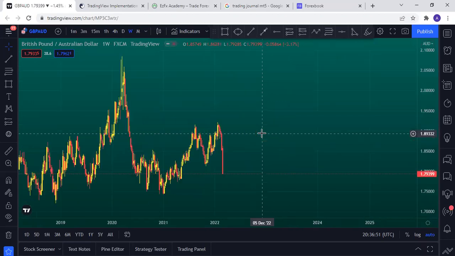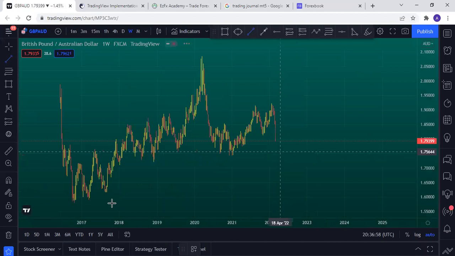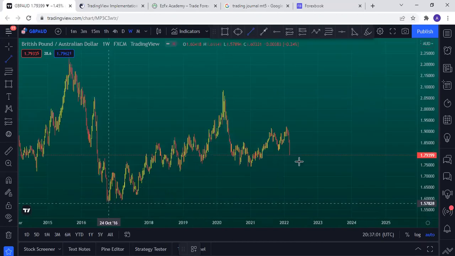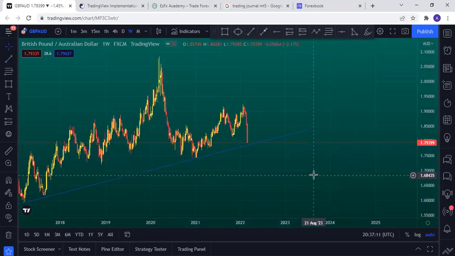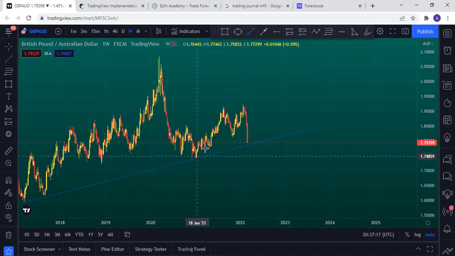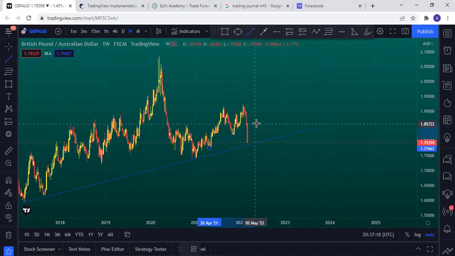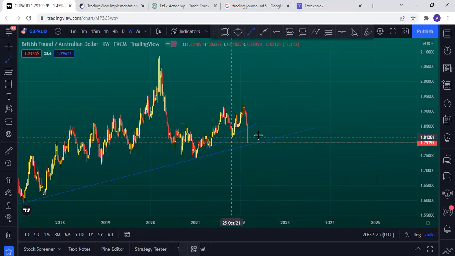So this is GBPAUD. Remember, I said that we're likely going to see some increase in AUD strength, at least to get to that interesting zone that we saw on the weekly time frame. We're seeing some kind of movement here. We've seen price break this trend line, and we've seen this structure get broken. This is on the weekly time frame, so let's go to the daily.